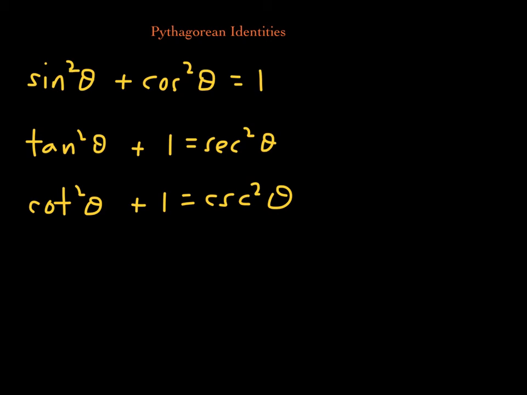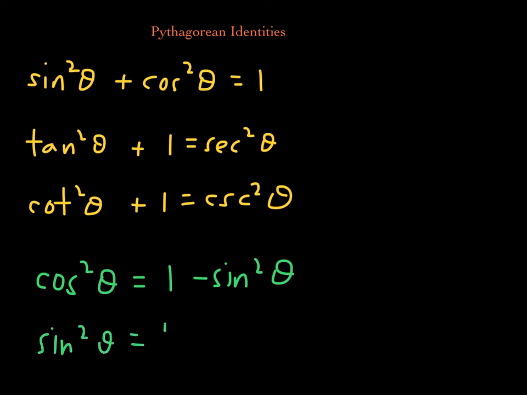I do want to tell you that if you subtract sine squared of theta from both sides, you're going to get this alternative form. I'll write it down here. Cosine squared of theta is equal to 1 minus sine squared of theta. I got that by subtracting sine squared of theta from both sides. Similarly, if we subtract cosine squared of theta from both sides, we would get sine squared of theta is equal to 1 minus cosine squared of theta. These are alternative forms for this Pythagorean identity. Okay, very important.